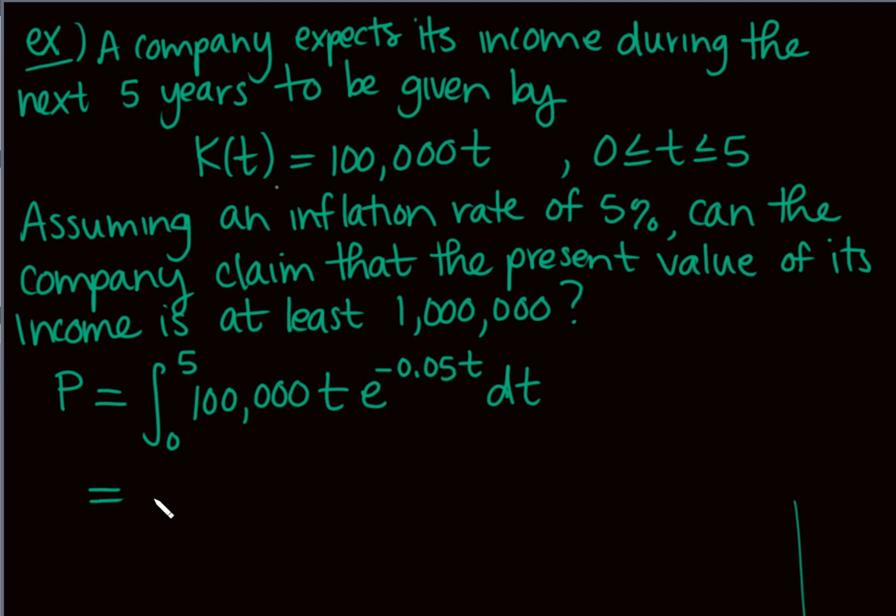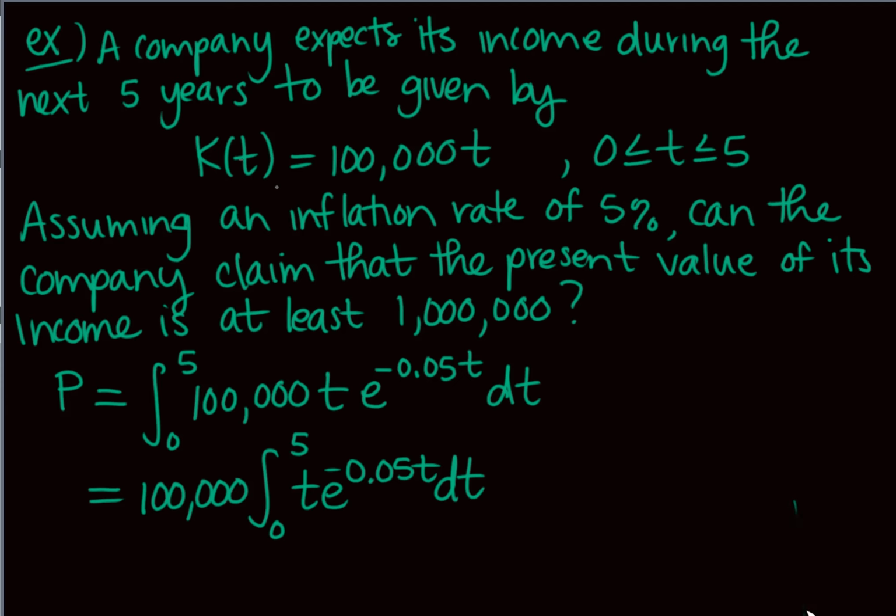So what I'm going to do first, and I think this is the easiest way, is to bring out that 100,000, integral from 0 to 5 of t e to the negative 0.05 t. I can worry about the 100,000 later and focus on this for right now. If you look at the integrand right here, I'm going to use parts to do this.